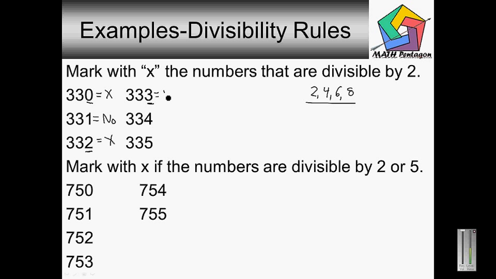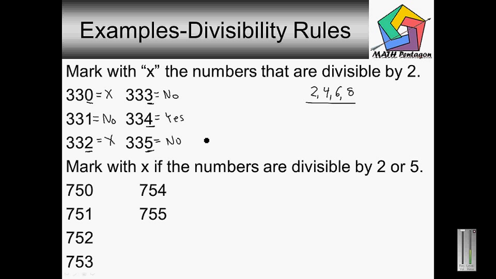Look at 3, no, it's not an even number. 4, yes, it's an even number. 5, no, because it's an odd number. So those are the answers for the divisibility rule for number 2.